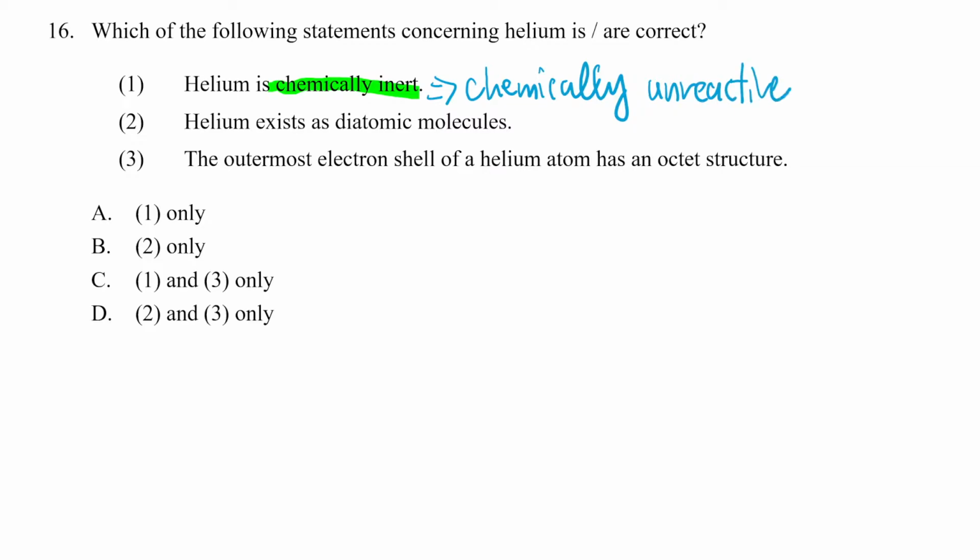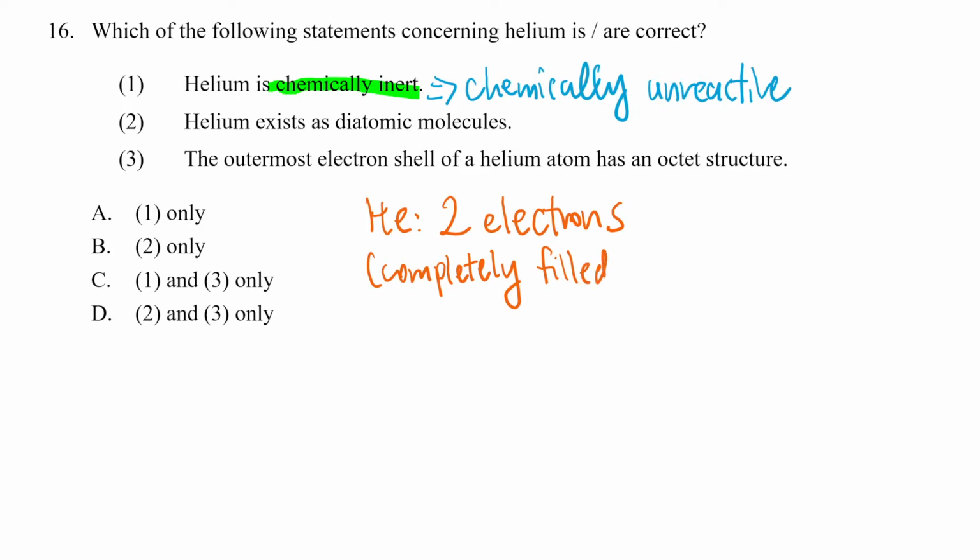And for us to know that, you can check from the periodic table which group helium lies in. As we know, helium is in group 8, group 0, and it only has 2 electrons. So it completely fills the first shell. Hence why it's not reactive chemically.